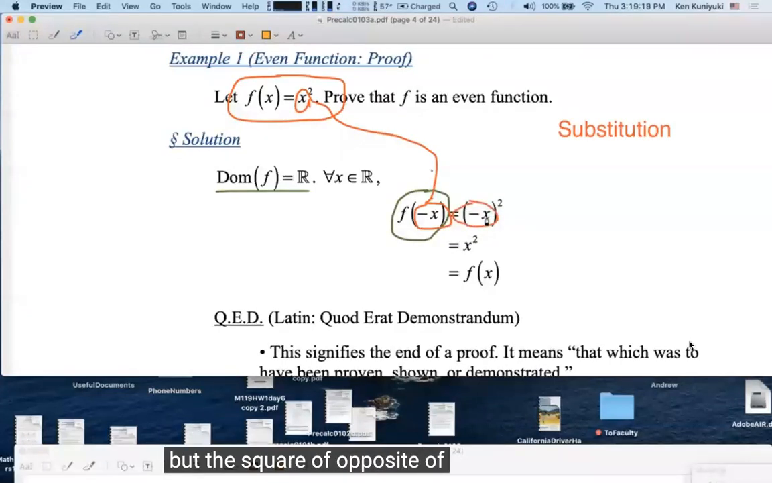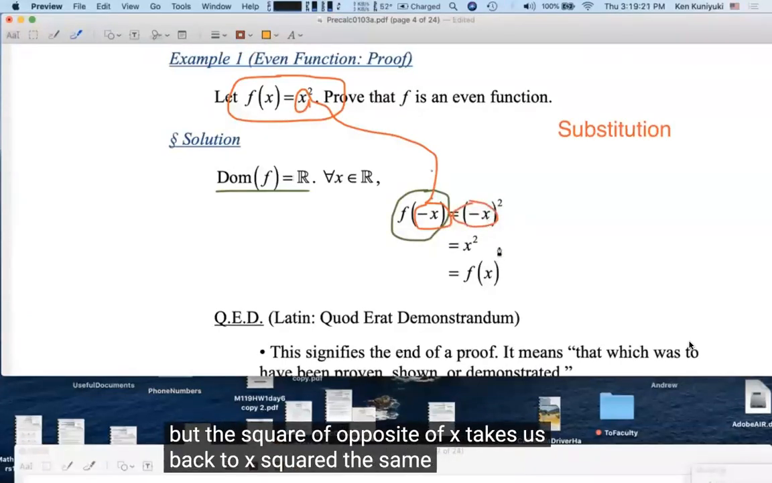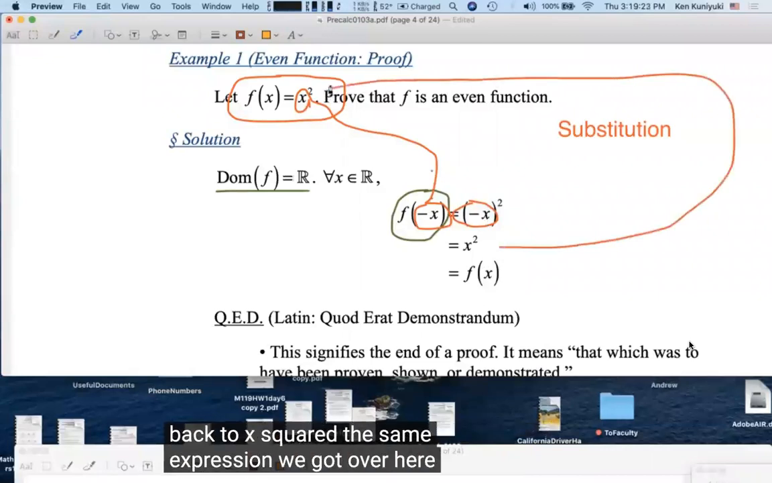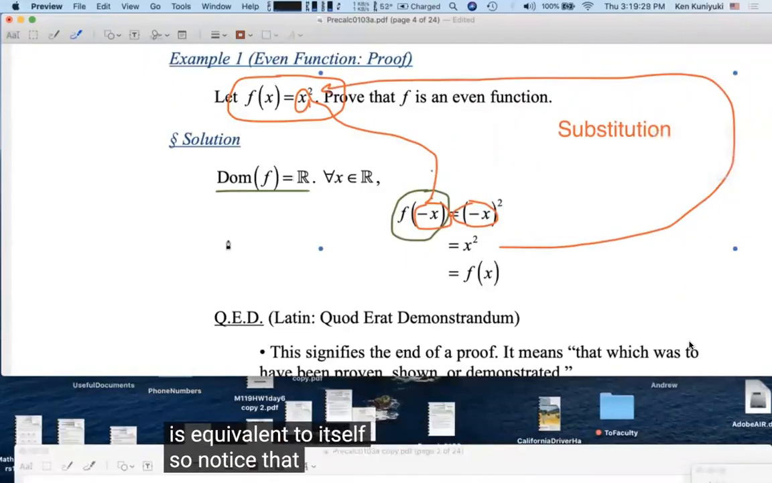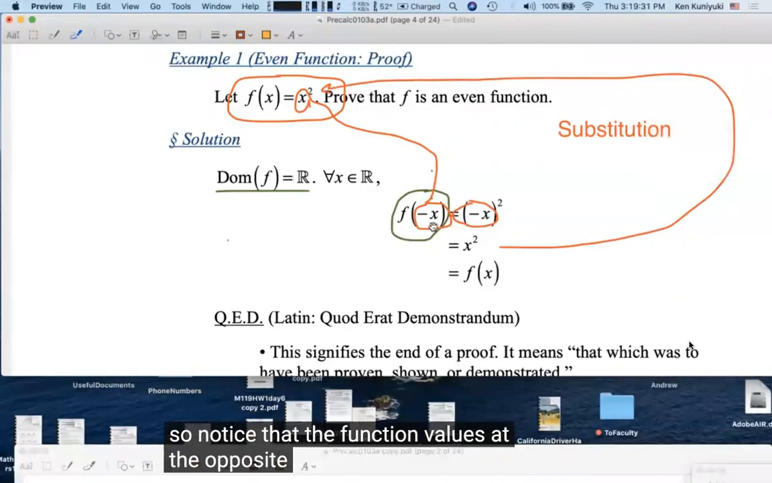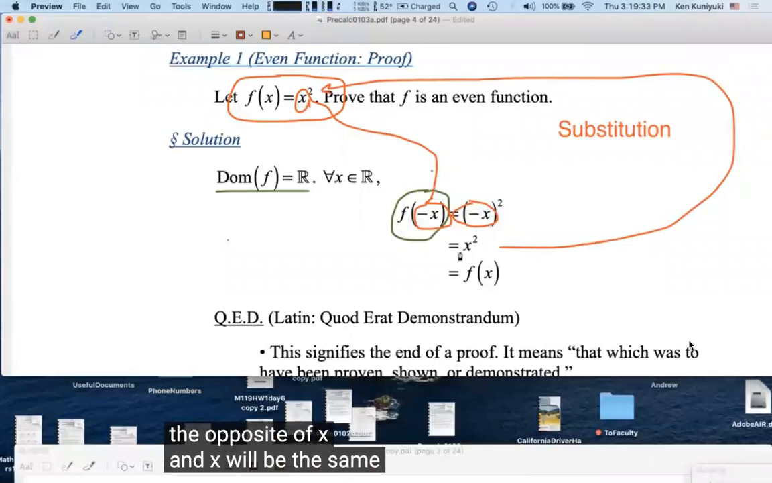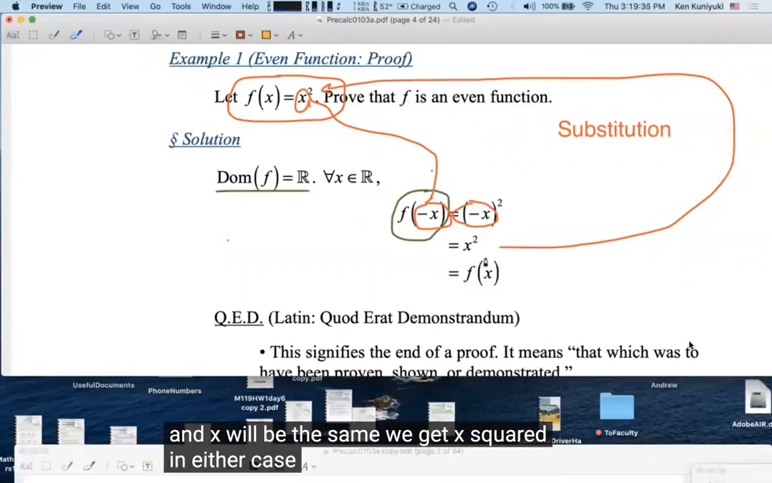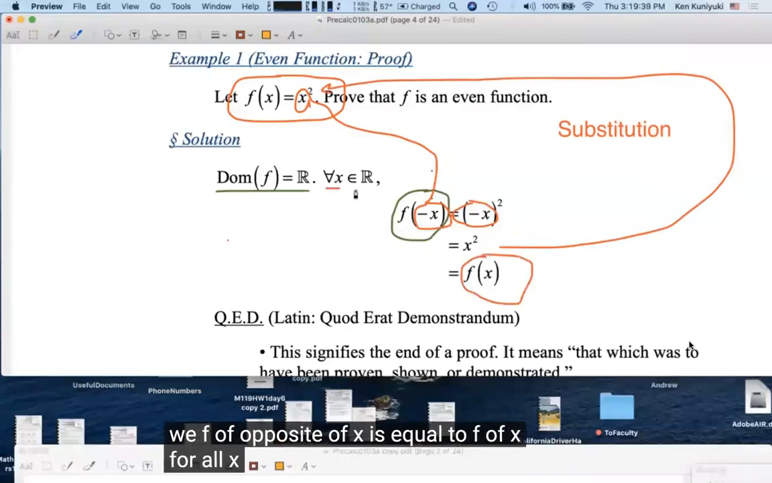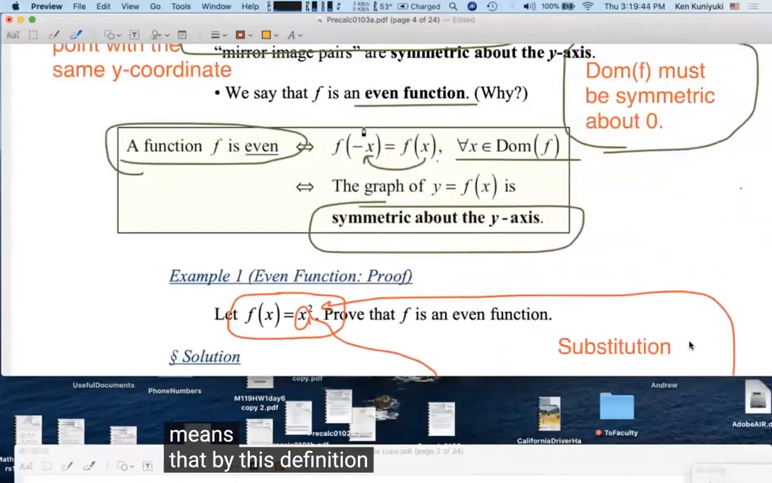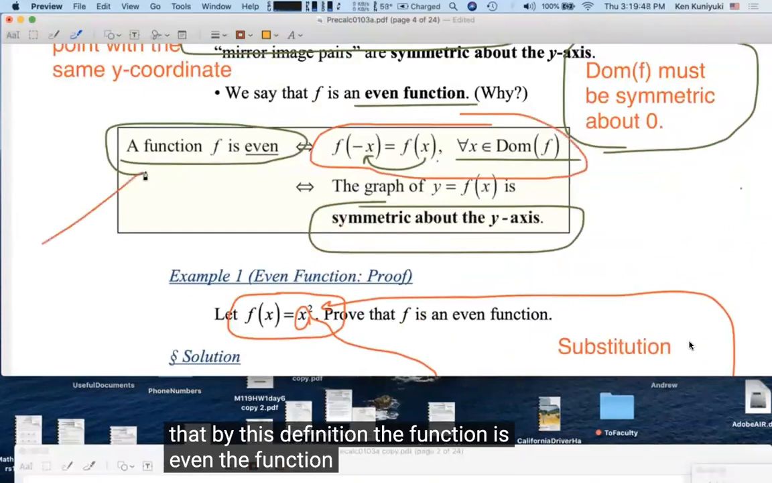But the square of opposite of x takes us back to x squared, the same expression we got over here. Or its equivalent. Of course, x squared is equivalent to itself. So notice that the function values at the opposite of x and x will be the same. We get x squared in either case. f of opposite of x is equal to f of x for all x in the reals, the domain. Which means that by this definition, the function is even. The function is even.